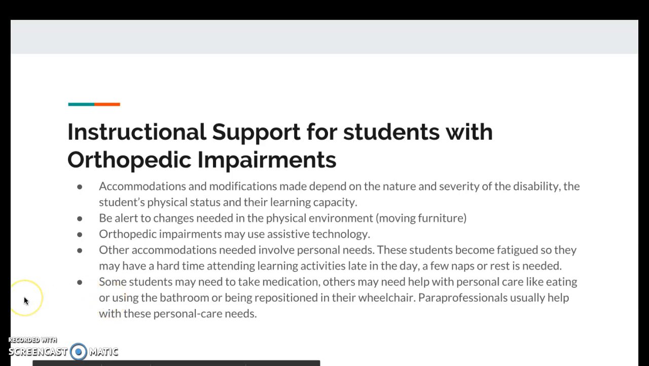So, some instructional support for students with orthopedic impairments. A lot of modifications or accommodations are made. It just depends on the nature and the severity of the disability, the status of the student's physical impairments, and then their learning capacities. So as a teacher, we need to be alert to the physical environment.